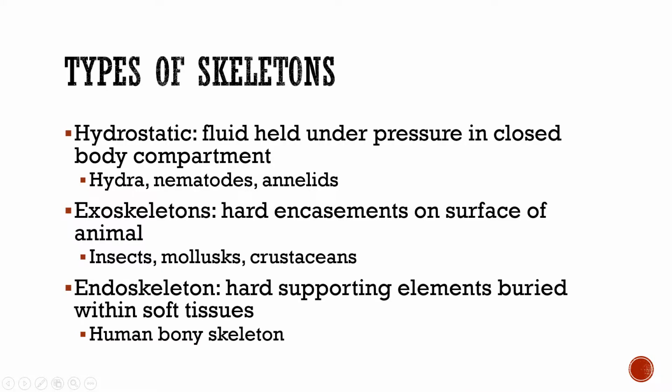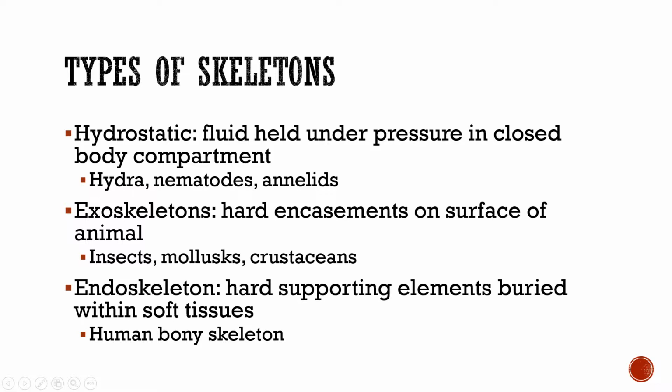A skeleton is a hard structure that protects the internal organs of the living thing. Skeletons can be inside the body or outside the body. We have 4 types of skeleton. First one is hydrostatic. It is a fluid held under pressure in a closed body compartment.